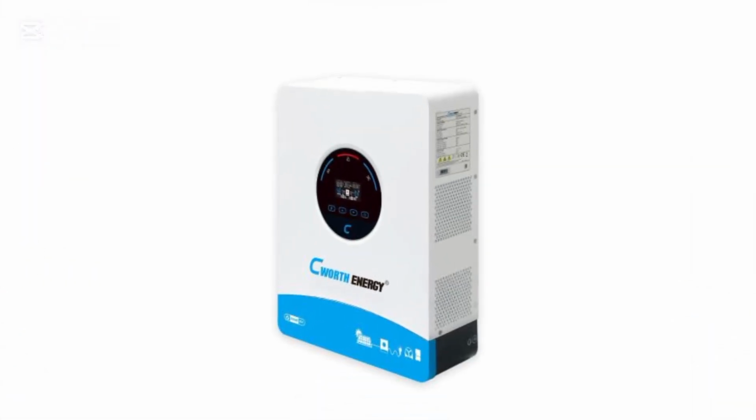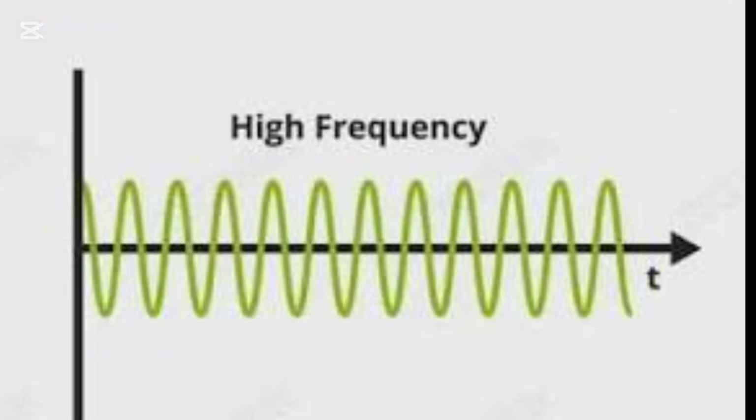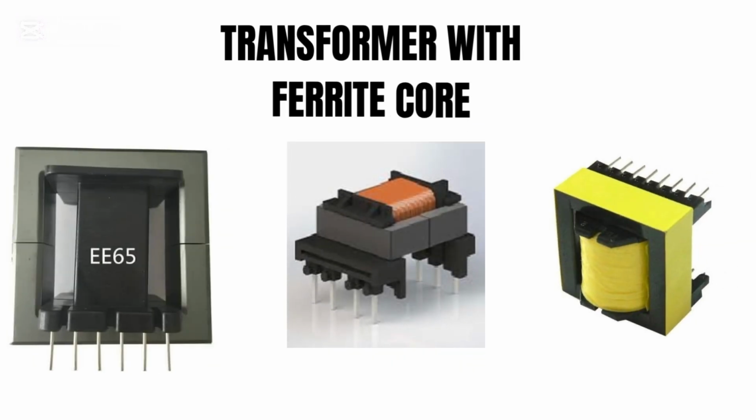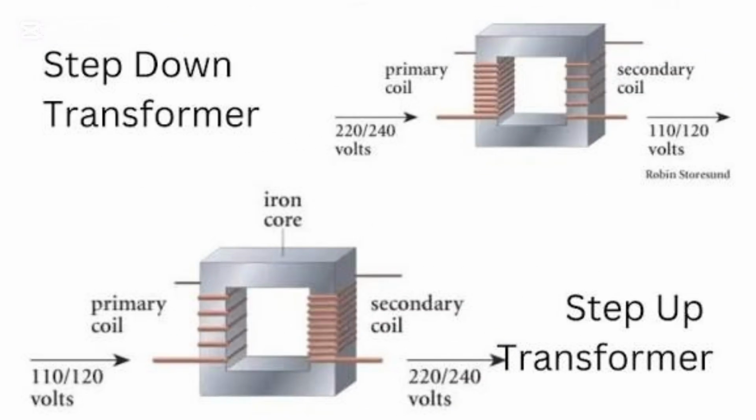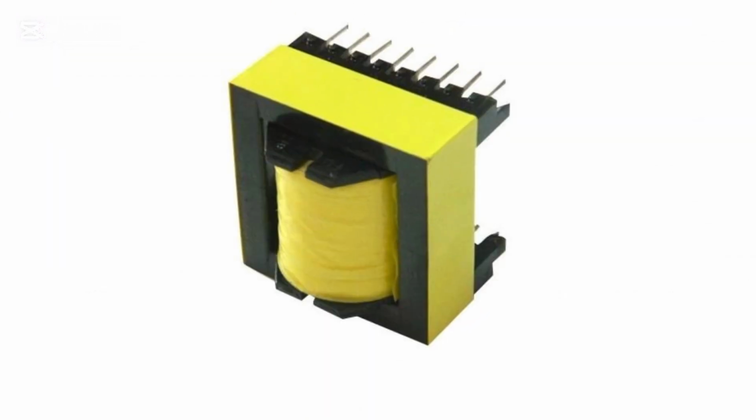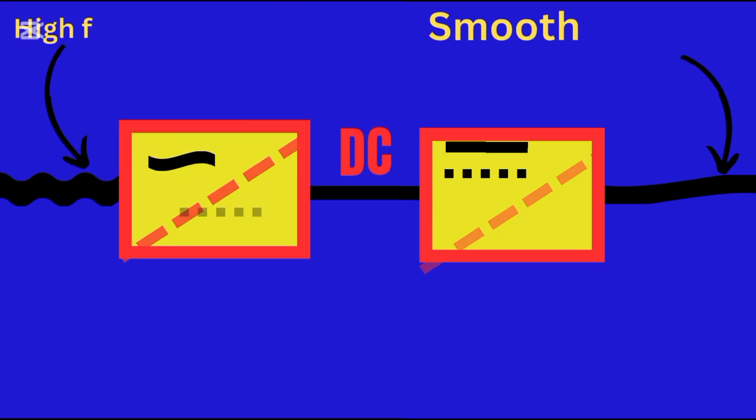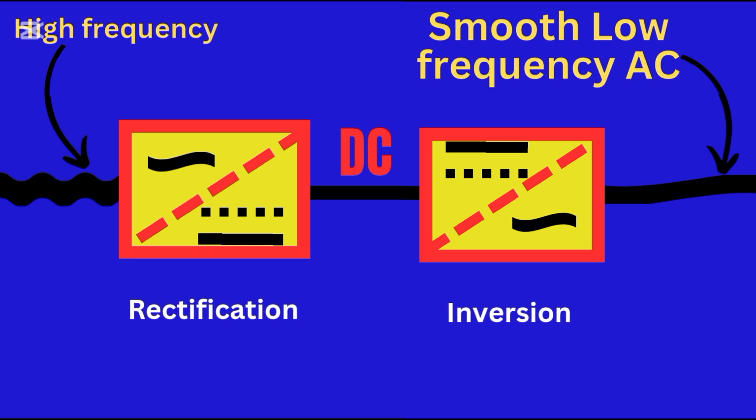But what about high-frequency inverters? Here the switching happens at tens of thousands of cycles per second. This allows the use of a much smaller, lighter high-frequency transformer, often built with ferrite cores. The principle is the same. Voltage is stepped up or down and isolated, but everything is more compact. After this, the high-frequency AC is rectified and filtered to recreate a smooth AC output.